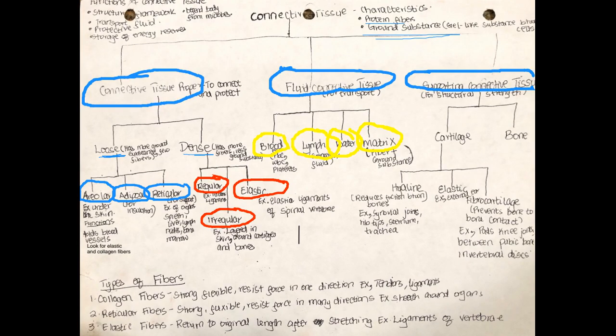With these, I need you to note somewhere in your notes that you will need to know the location where hyaline cartilage is found, where elastic cartilage is found, and where fibrocartilage is found. Elastic is going to be pretty simple because the ear is the only example that I will give to you.